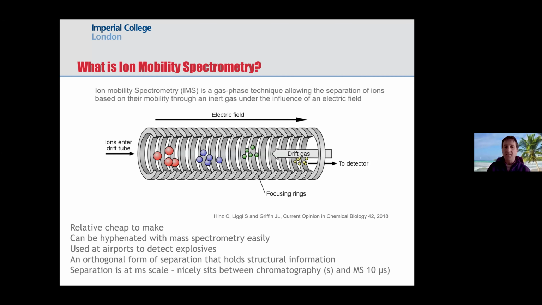Last point to make is that separation is typically on a millisecond scale. So you'll see that a lot of the drift times I'll be referring to are sort of 40, 50 milliseconds in total length. So what this means is that we can actually readily hyphenate this with chromatography, where typically we might be separating peaks in terms of seconds or tens of seconds, and mass spectrometry, where we might be hyphenating things in terms of tens of microseconds, depending on which flavor of mass spectrometry that we're using.